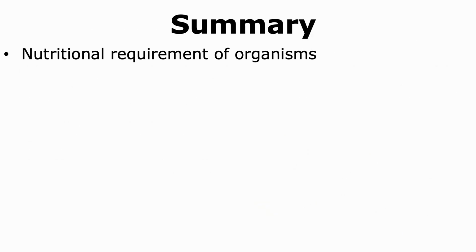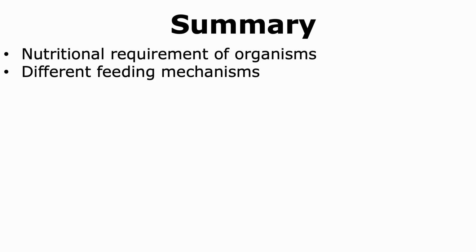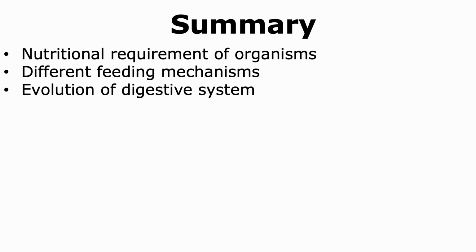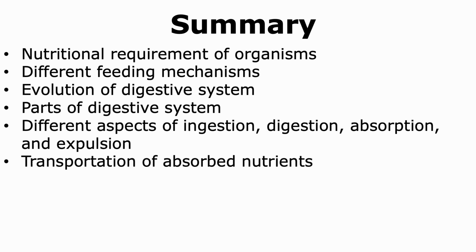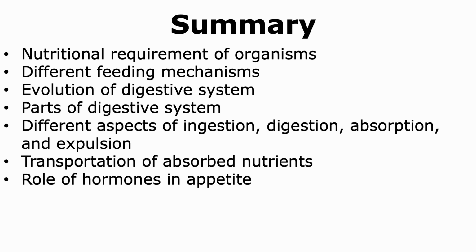With this, we come to the end of our talk, where we learned about the nutritional requirement of animals and different feeding mechanisms employed by animals. We also learned about the evolution of the digestive system and different parts of the digestive system. We learned about different aspects of ingestion, digestion, absorption, and expulsion, and finally learned about the transportation of the absorbed nutrients. We then learned about the role of hormones in appetite.